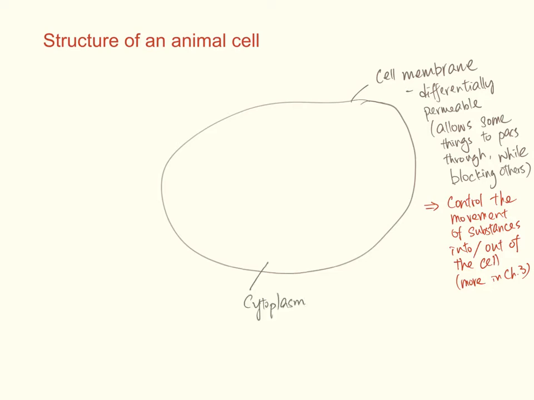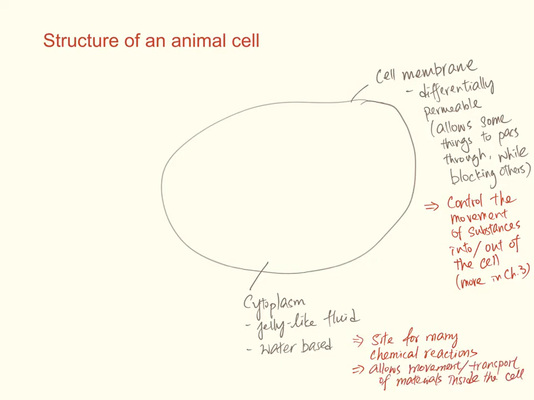Next, we are going to look at the cytoplasm. The cytoplasm is a jelly-like fluid. It is a water-based environment. Being water-based is good because it allows many chemical reactions to happen. Also, it allows many substances to be transported and distributed among the inside of the cell.